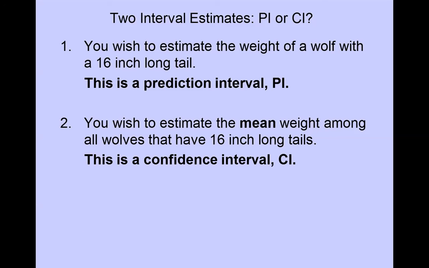So in our example, if you want to estimate the weight of a single wolf that has a 16-inch long tail, that's what we call a prediction interval. It's like you've taken some data, you fit a model, and now you say, hey, here's this other wolf that has a 16-inch long tail.